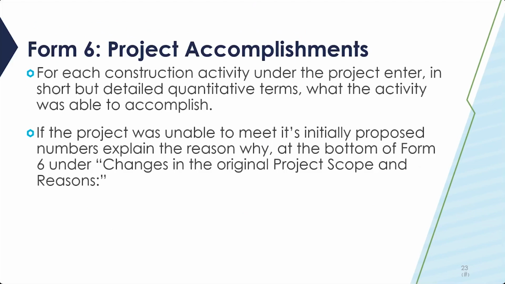Form 6 is the project accomplishments. For each construction activity under the project, enter in short but detailed quantitative terms what the activity was able to accomplish. If the project was unable to meet its initially proposed numbers, explain the reason why at the bottom of the form, under changes in original project scope and reasons.